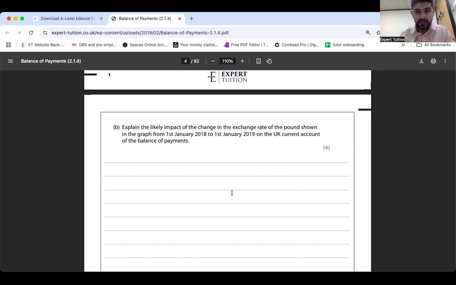Now, briefly, I'd explain why, even though it's a 4 marker, it's not worth the 8 marks, but exports are likely to rise as international currencies, such as the US dollar, can now buy more pounds. At the same time, imports are likely to fall. Again, why? Because the pound cannot buy as much in the global market. The combination of rising exports and falling imports helps to reduce the UK's current account deficit. It improves the current account.